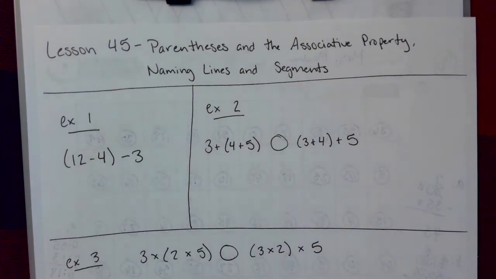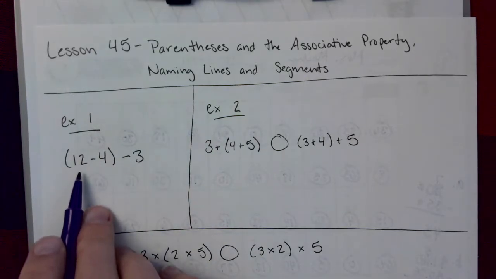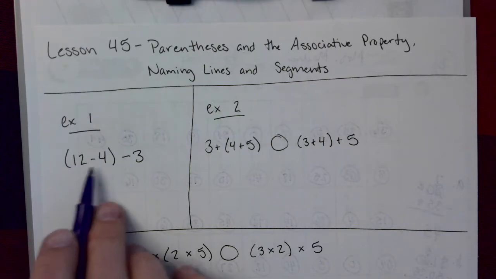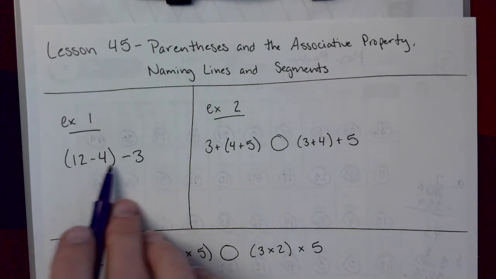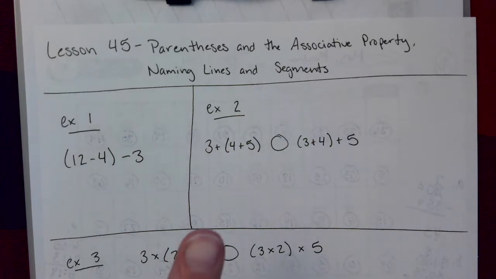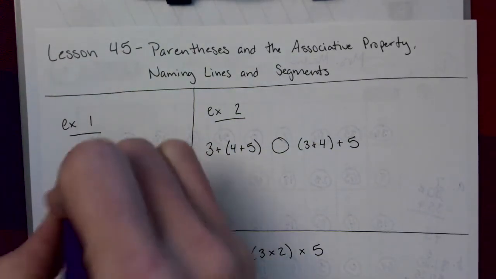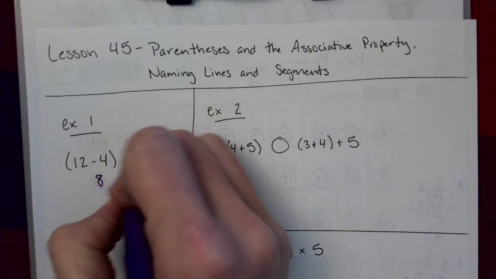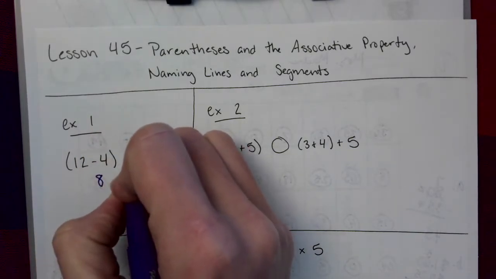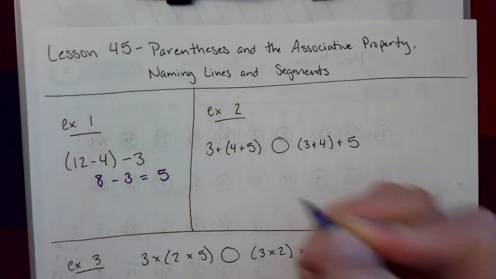Now, sometimes what we group together is going to make a difference what the order is, and sometimes it's not going to. Let's look at example 1 right here, okay? 12 minus 4 minus 3. The parentheses tell us we do it first. Parentheses are first. So 12 minus 4 is 8. And then minus this 3 over here gives me 5.